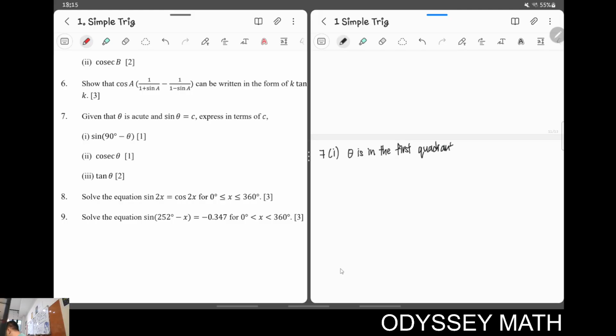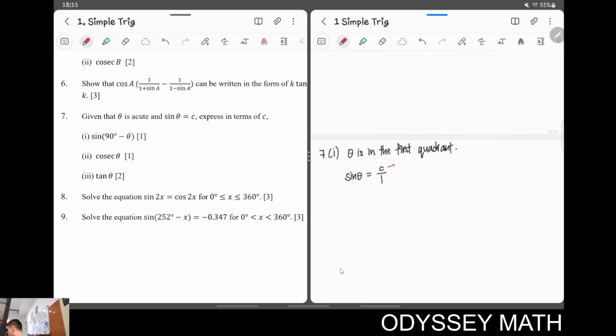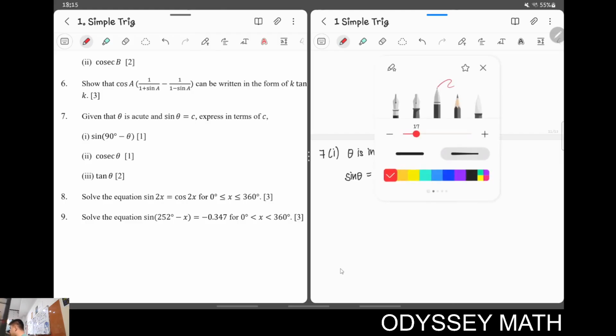And surprisingly, some students couldn't see this. Sine theta equals C. Let me write it down in a way that students can see. So sine theta equals C over 1. In fact, this is just O over H. C is the opposite.